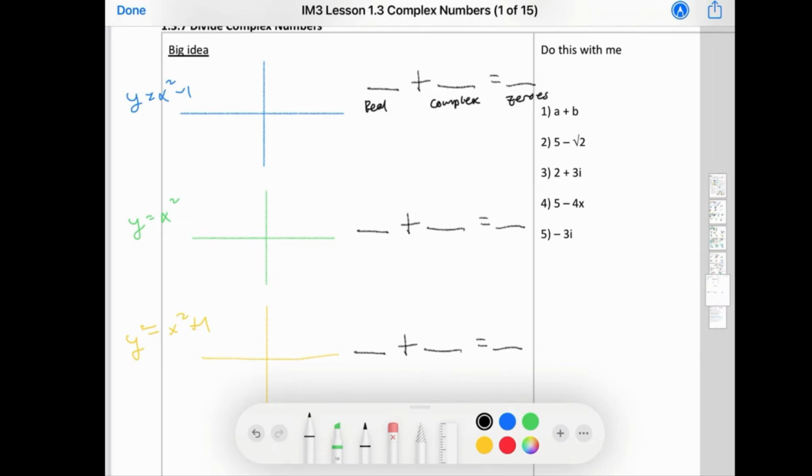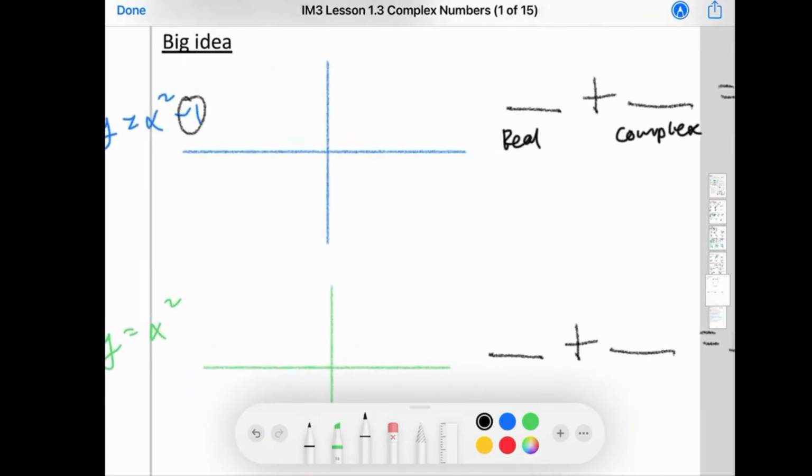So if I graph this, x squared minus 1, it has a y-intercept of negative 1, and this is a parabola. That's not a negative 1, let's try that again. Y-intercept of negative 1. This is my parabola.